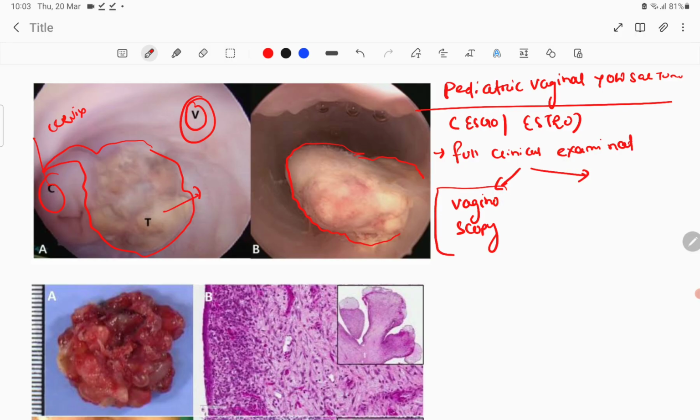In the vaginoscopy, the recommendation is to diagnose under general anesthesia or to go for a clinical examination. Under general anesthesia examination, you go for vaginoscopy.